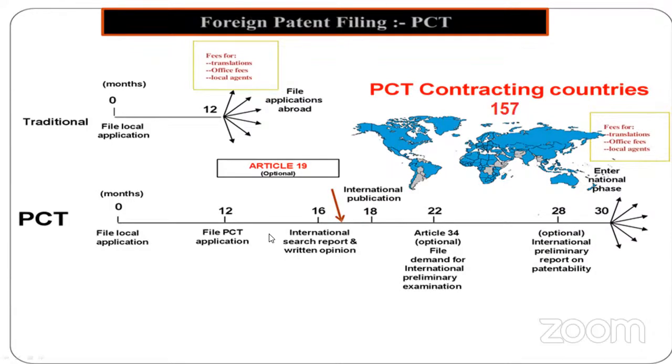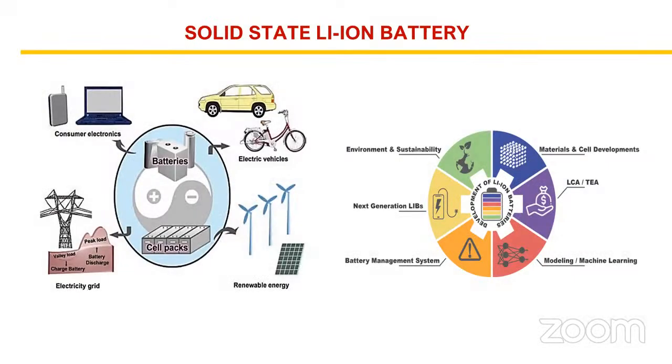And after expiry of the 30 months from the first filing date, you have to enter the national phase. National phase means in a particular jurisdiction. Like after expiry of the 30 months, you go to the US Patent Office, the EP Patent Office, the China Patent Office, the Canada Patent Office. So entering the national phase, the particular jurisdiction is the granting authority. PCT is not a granting authority. So this is the example.